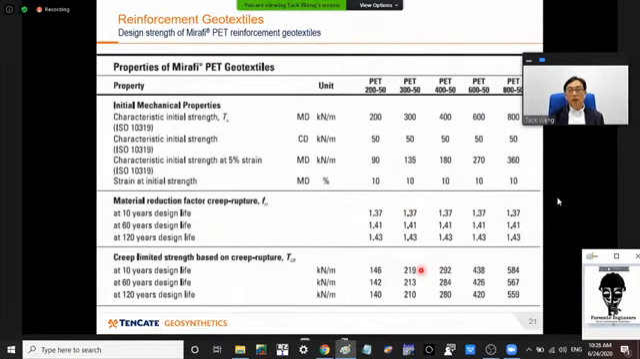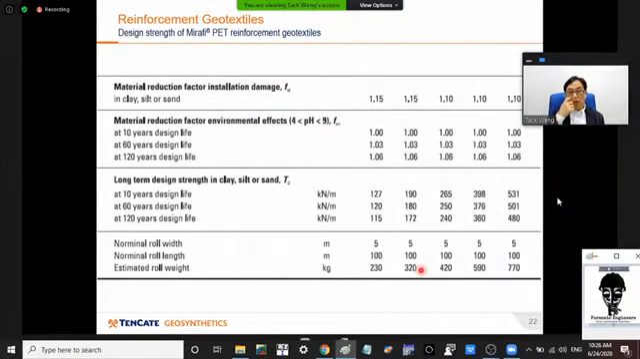As a company, we publish in our data sheet the ultimate tensile strength as well as the various partial factors that are recommended, and it also shows the derivation of, say, long-term design strength in certain types of soil over different design lives.